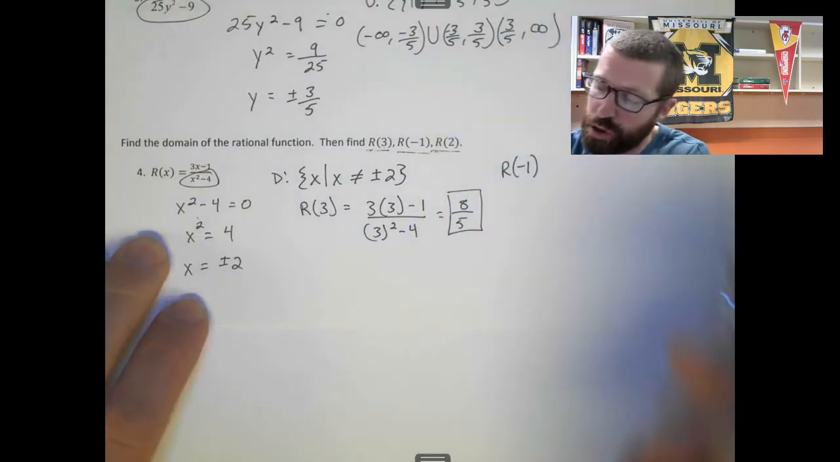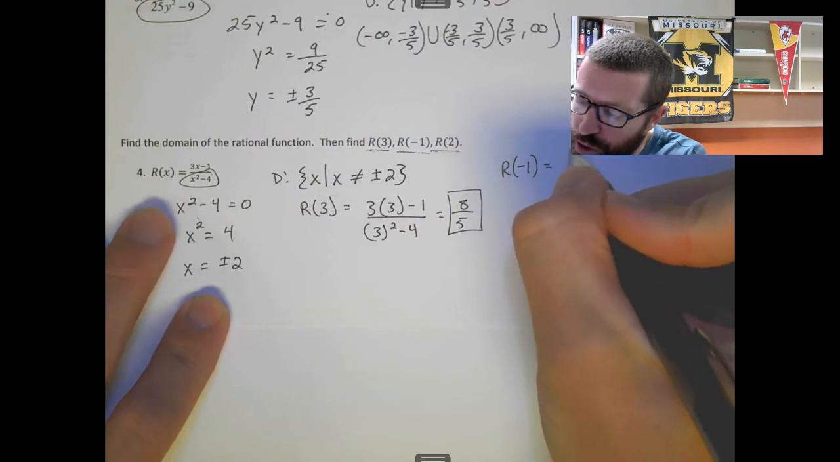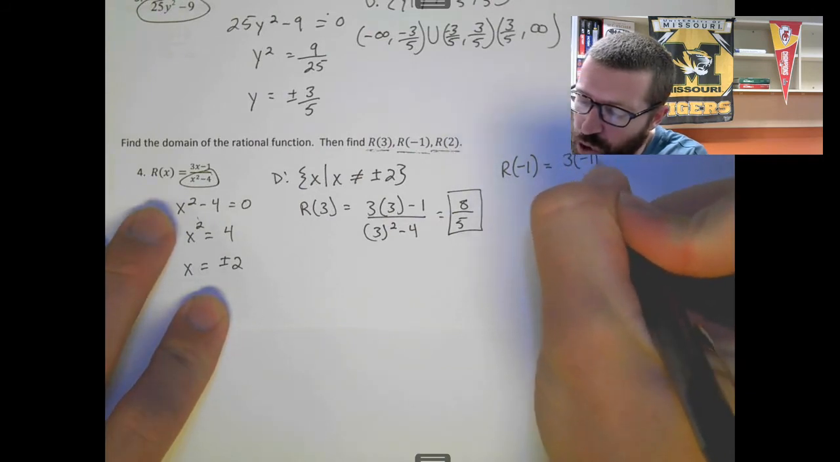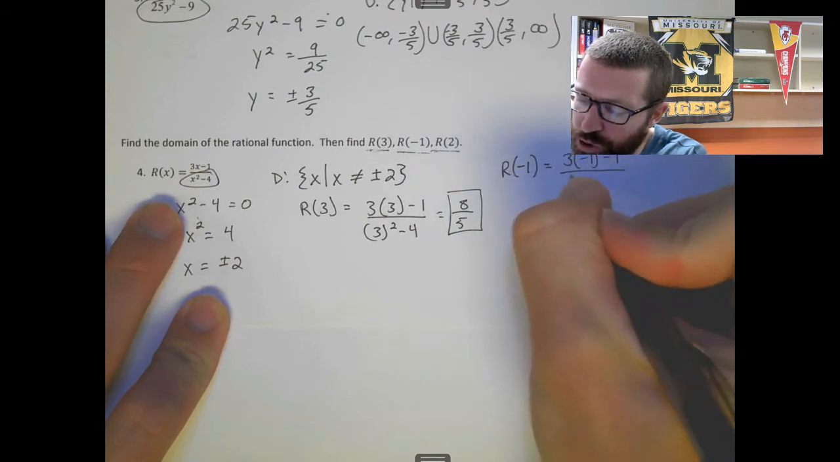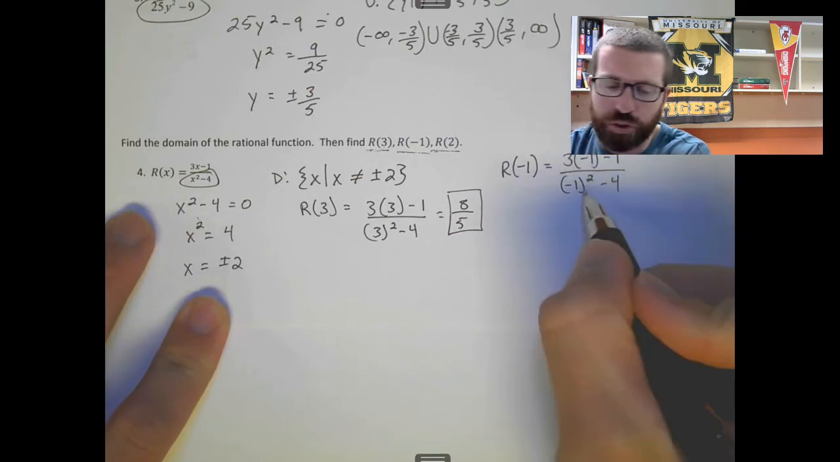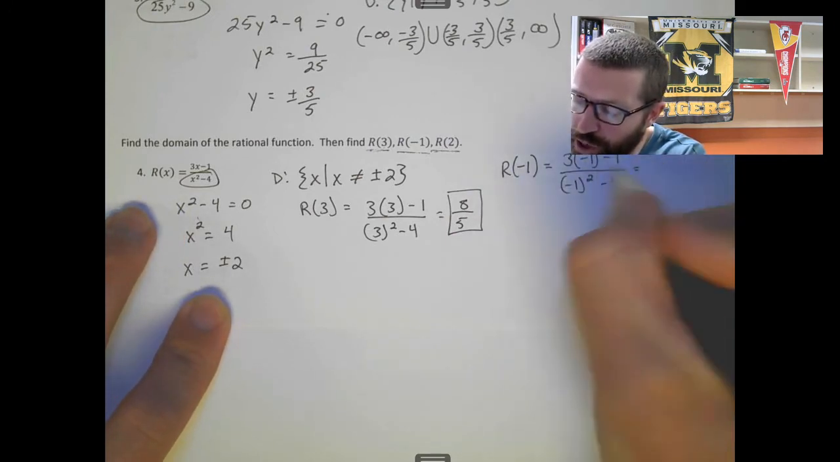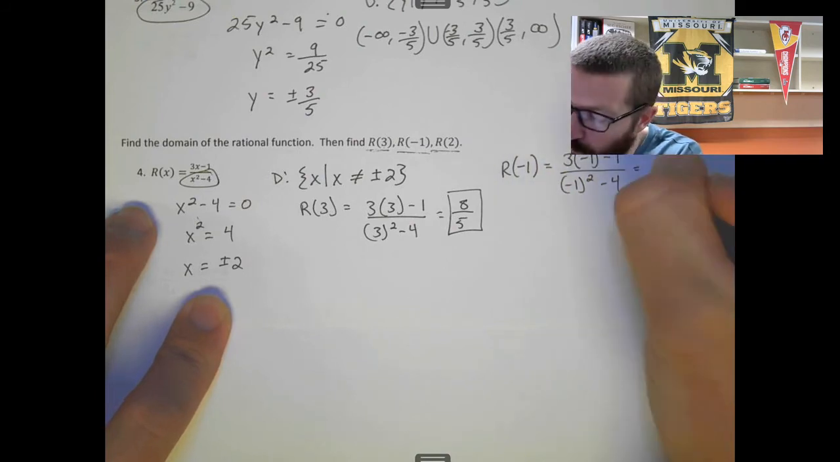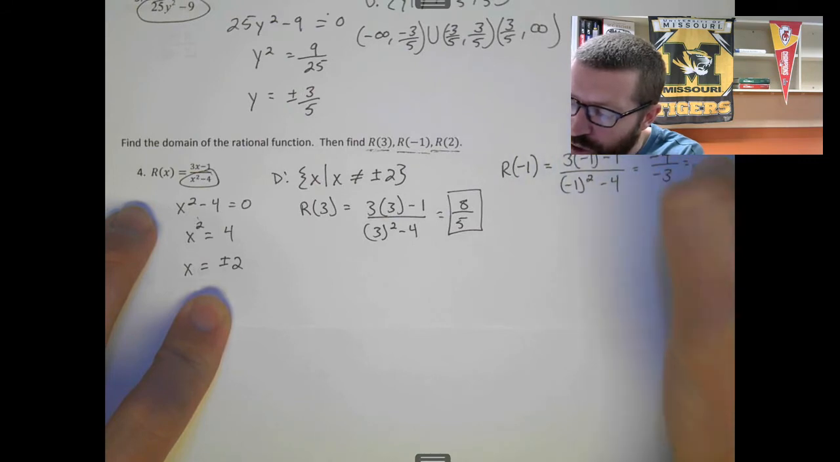You're dismissed. R of negative 1 would be 3 times negative 1 minus 1, and then negative 1 squared. Anytime you square a negative, it becomes a positive. This is a real common place for error, so it's good to look at. Negative 3 minus 1 would be negative 4 on top. And this is 1 minus 4, which would be negative 3. So this would be positive 4/3.